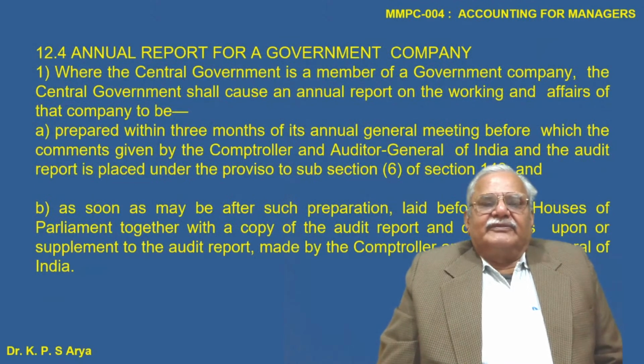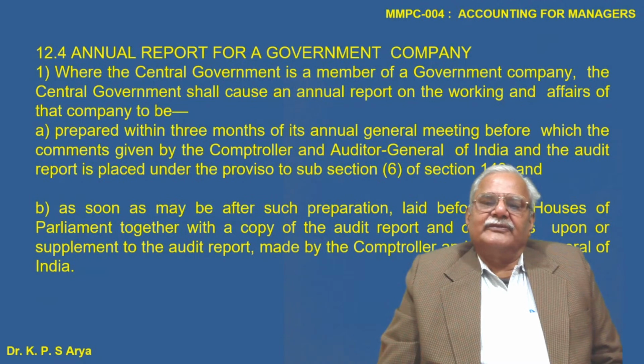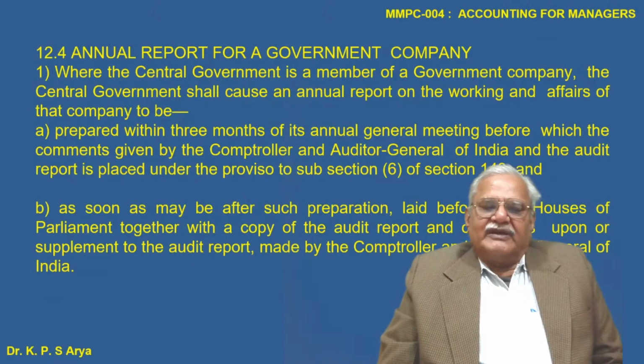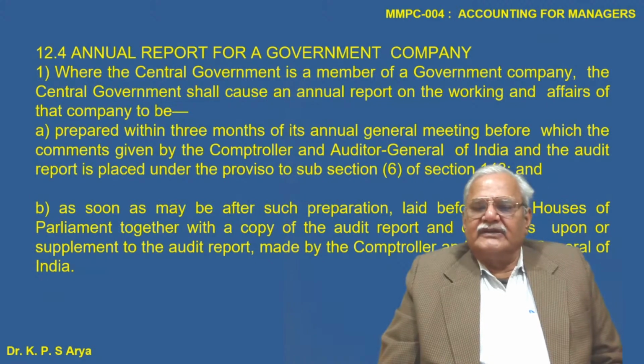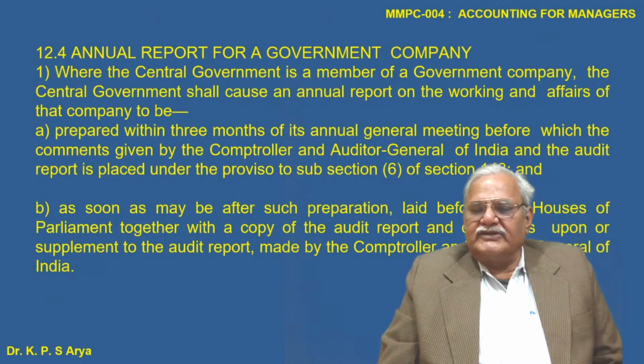The annual report for a government company, where the central government is a member of the government company. The central government shall cause an annual report on the working and affairs of the company to be prepared within 3 months of its annual general meeting, before which the comments given by the Comptroller and Auditor General of India and the audit report are placed under the provisions of subsection 6 of section 143, and as soon as may be after such preparation laid before both houses of the Parliament together with a copy of the audit report and comments upon or supplement to the audit report made by the Comptroller and Auditor General of India.